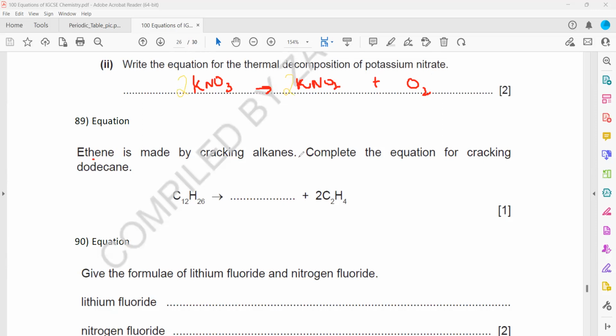Ethene is made by cracking of an alkane. Complete the equation for cracking of dodecane. Dodecane means 12 carbons. If two molecules of ethene are produced, the other product is C8H18. Why? Because 2 multiplied by 2, 4 carbons are already used here. Out of 12, 4 are used, so we are left with 8. And because it should be an alkane, the number of hydrogens should be twice the carbons plus 2, so 8 times 2 is 16, plus 2, 18.